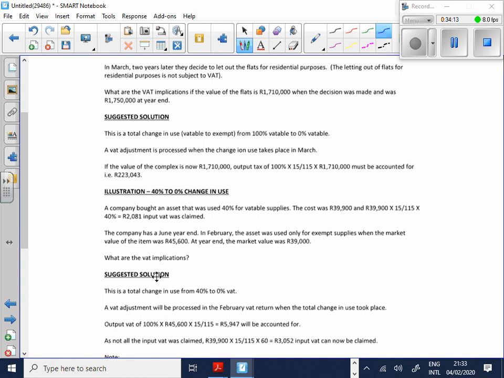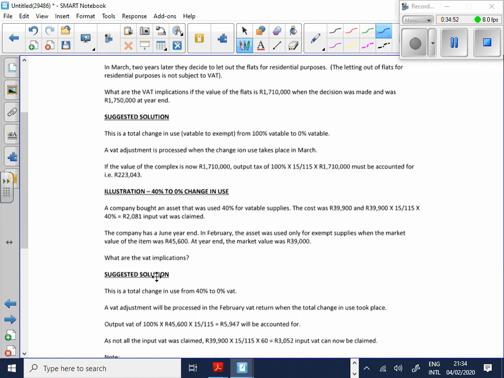So just as a basic summary at this point in time, partial change, when it happens, we do nothing. We wait for year end. We use the market value at year end, lower of cost or market value, times the percentage change in use, only if it's 10% or more. So if it's 10%, you still have a partial change. Times 15 over 115. Guys, comfortable? If you have a total change in use, it's immediate. If it's an input, it's lower of cost or market value. If it's an output, it's on market value.